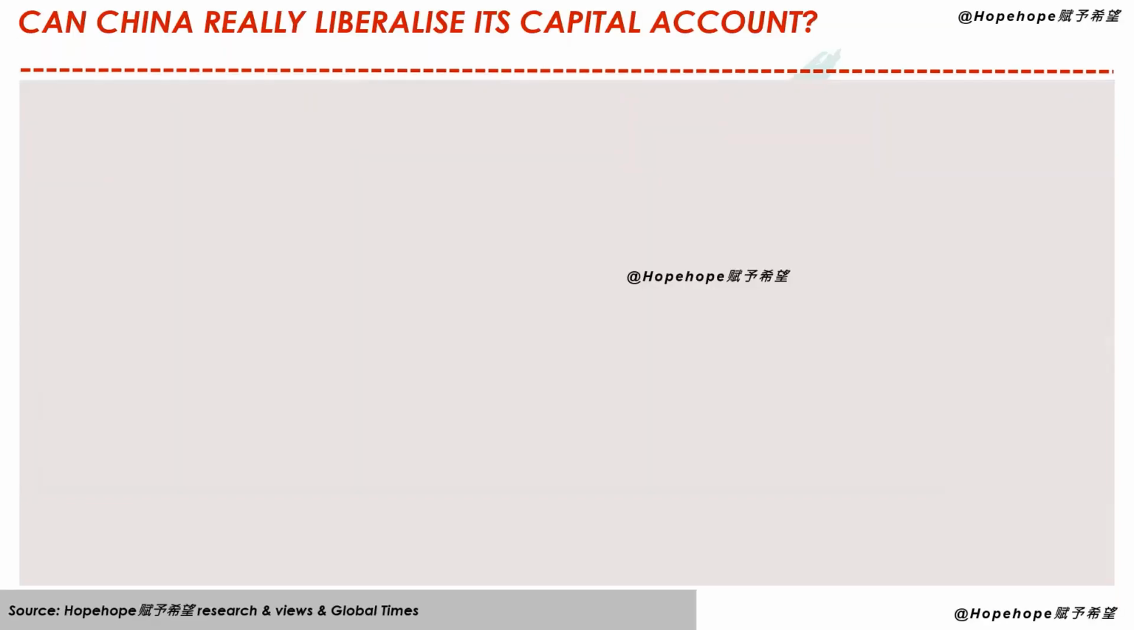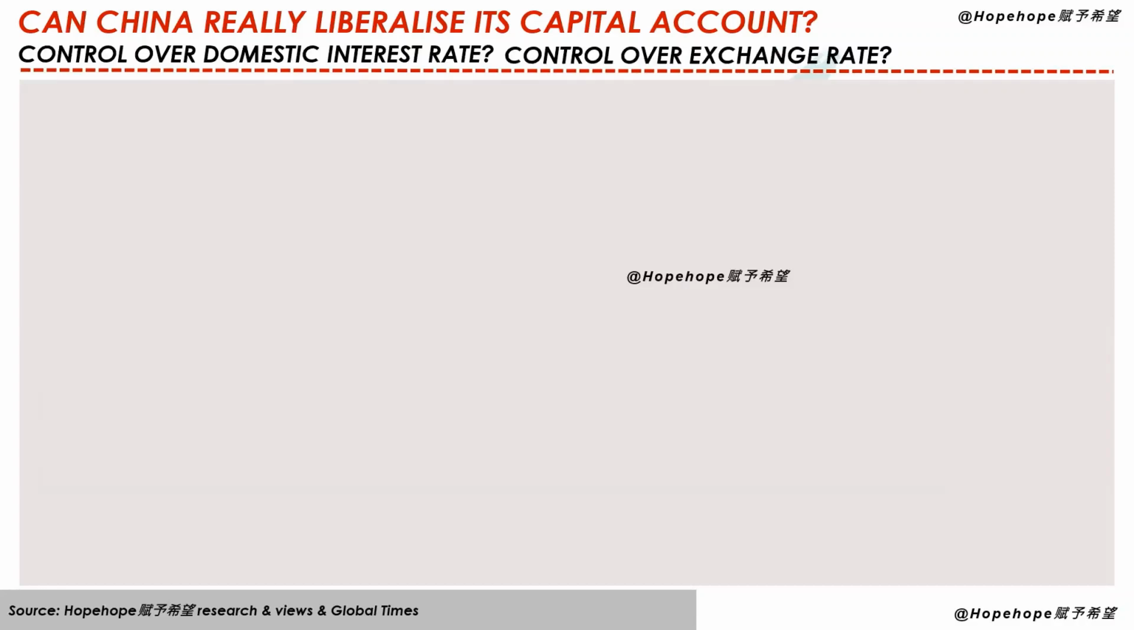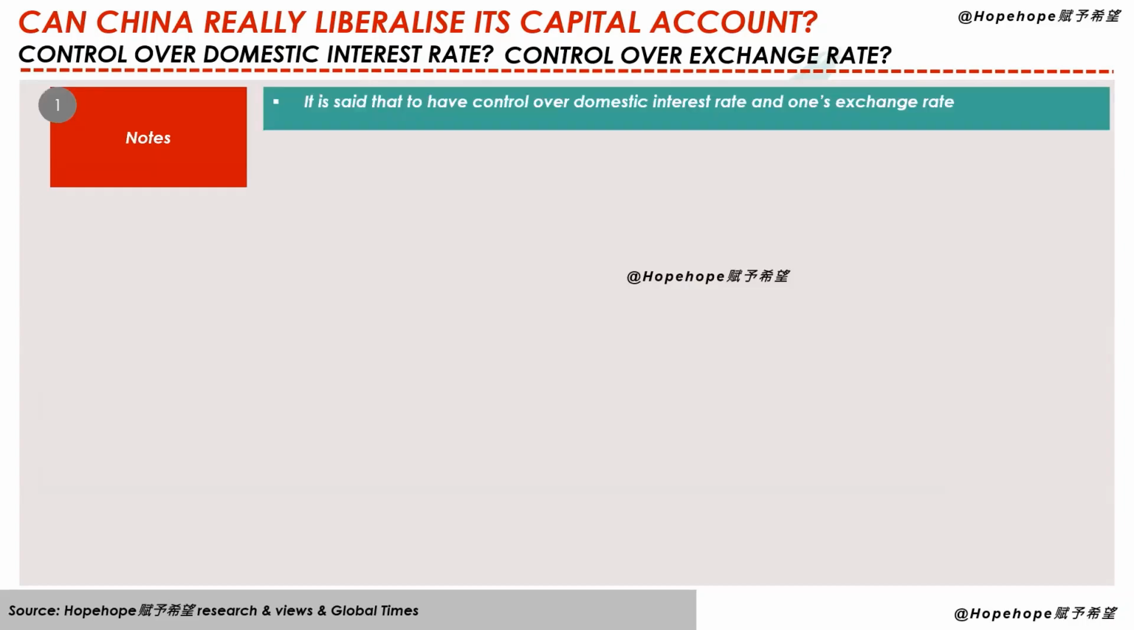Can China really liberalize its capital account? Control over domestic interest rate? Control over exchange rate? Nope. It says that to have control over domestic interest rate and one's exchange rate, a country cannot have a free flow of capital account. That's having free flow of capital out and in of a country.